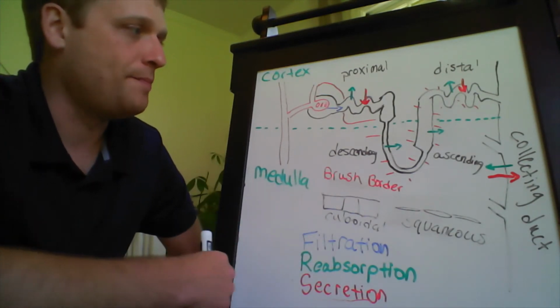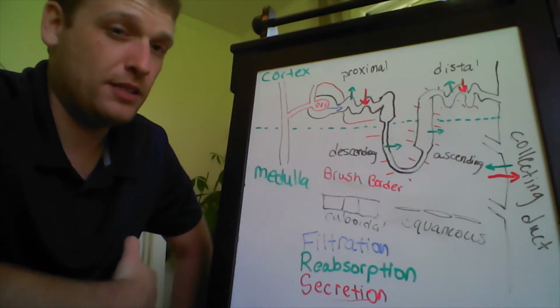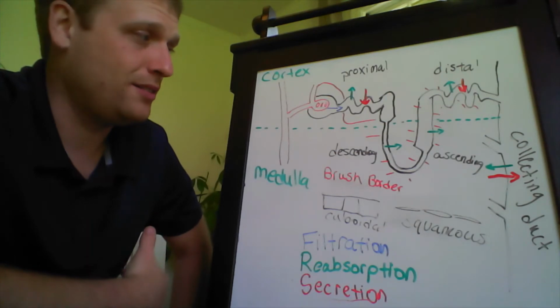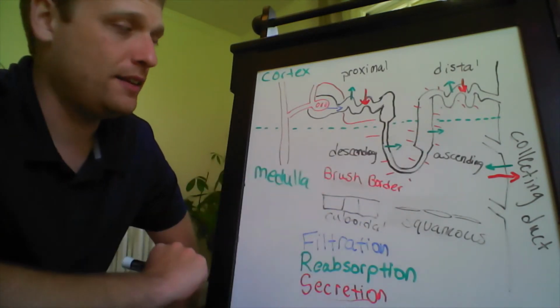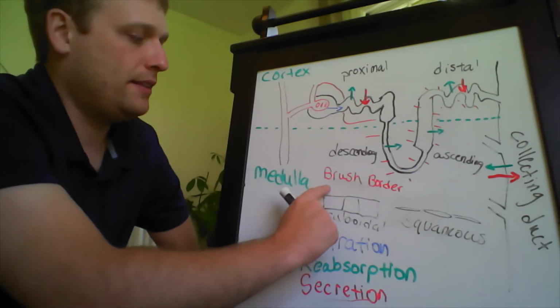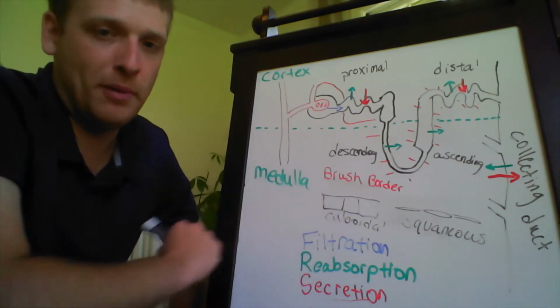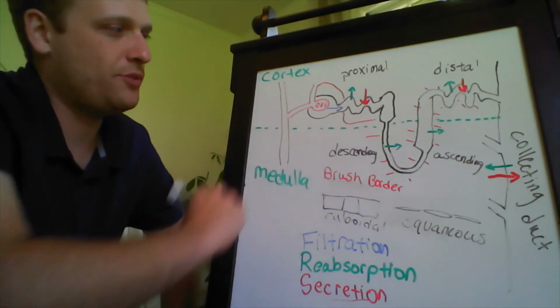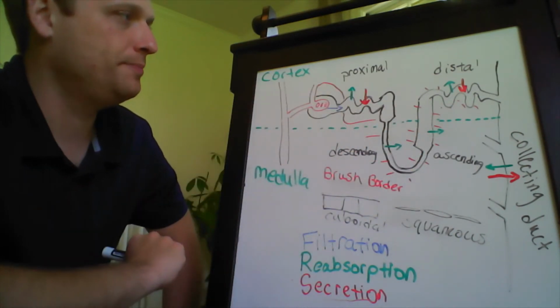But largely, this thick ascending limb is impermeable. It's impermeable to water. There's not a lot of water reabsorption going on in the ascending limb. But again, the simple cuboidal epithelia in the ascending limb contain no microvilli. So there's much less reabsorption going on here than there is here in the proximal.